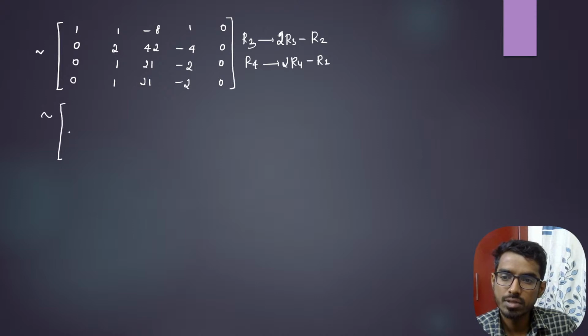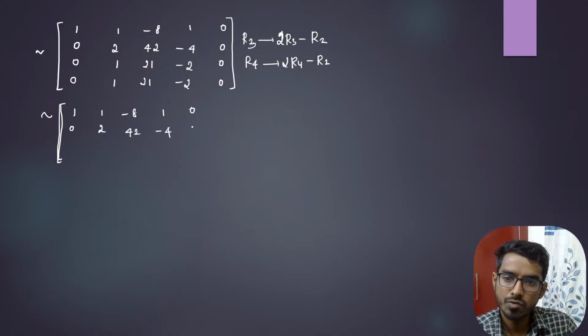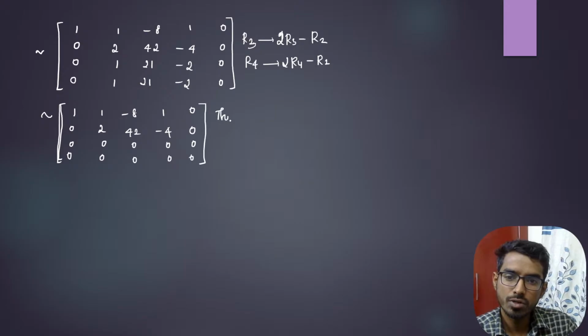So this makes the system as 1 1 minus 8 1 0, 0 2 42 minus 4 0. Into 2 and then you subtract. This makes 0 0 0 0. Again into 2 and then you subtract. So this also makes the entire row as 0, right? So this is in row echelon form.